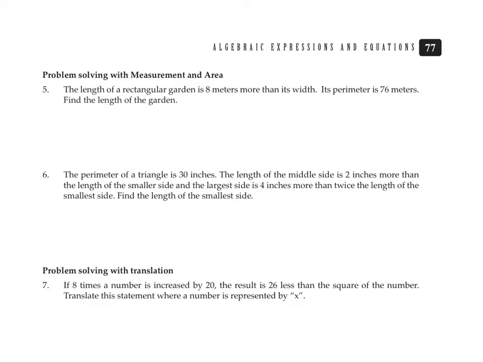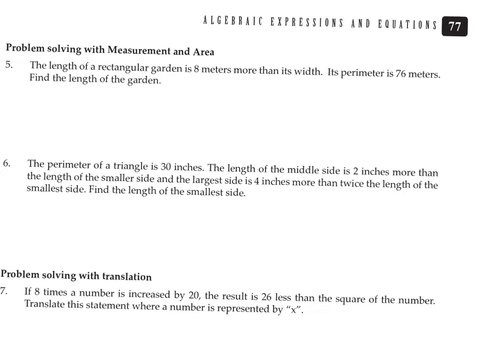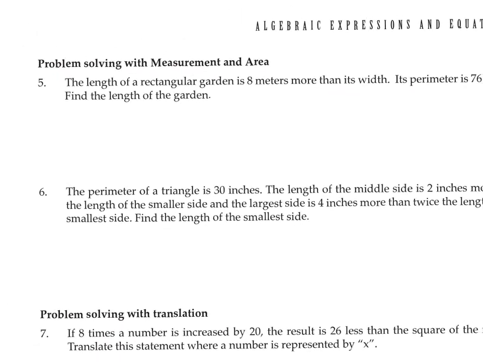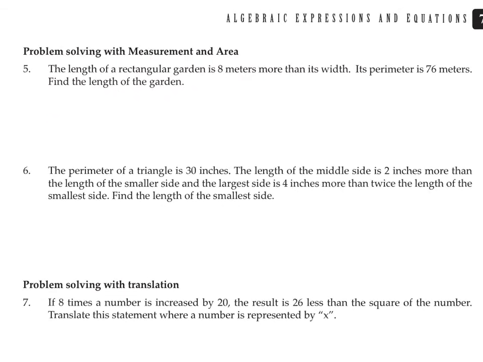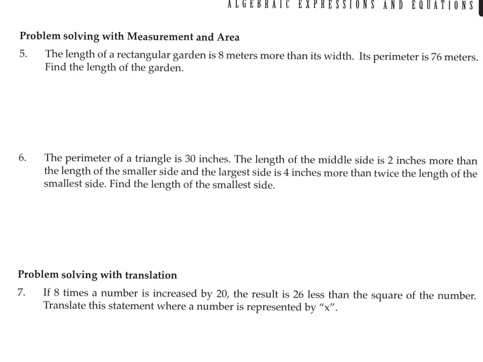All right, on this page, we're going to do a little bit of geometry here. So again, we've talked about some of these formulas in the formula section. So you're going to want to memorize these. You're going to see them again on your midterm and your final. The length of a rectangular garden is 8 meters more than its width. Its perimeter is 76 meters. Find the length of the garden.